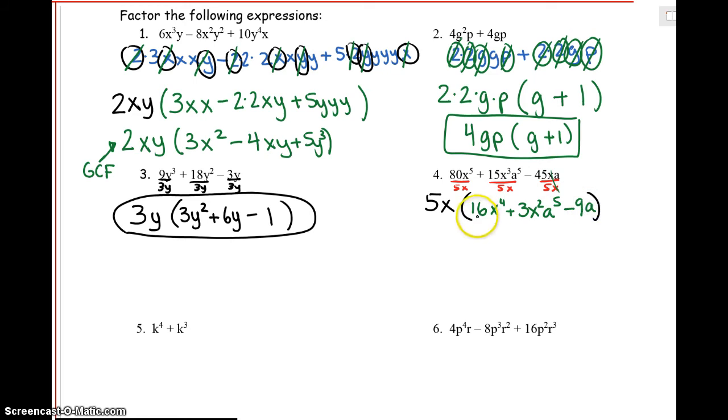Now, I like to double check, make sure 16, 3, and 9 don't have a number in common. And if I think about it, they really don't. I was thinking maybe I could factor out a 3, but 16 divided by 3 is not a nice number. So this ends up becoming our final answer.